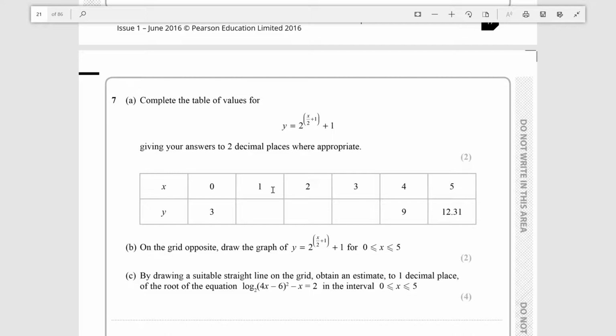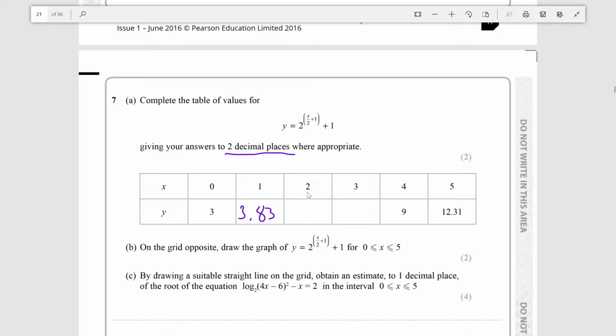So, when x is 1, we find that y is 3.828 and you must pay attention to the fact that you must give your answers to 2 decimal places. So 3.828 something something something would round to 3.83.